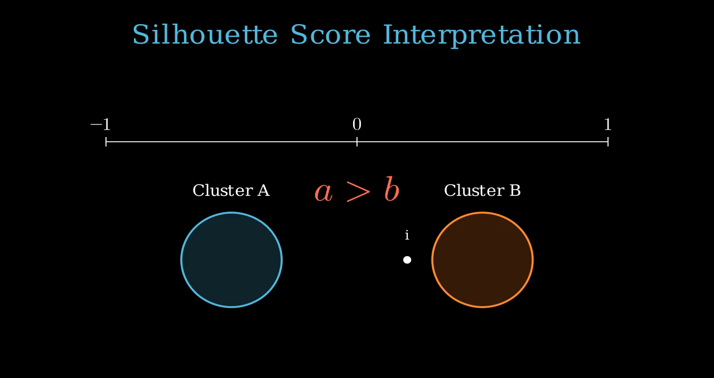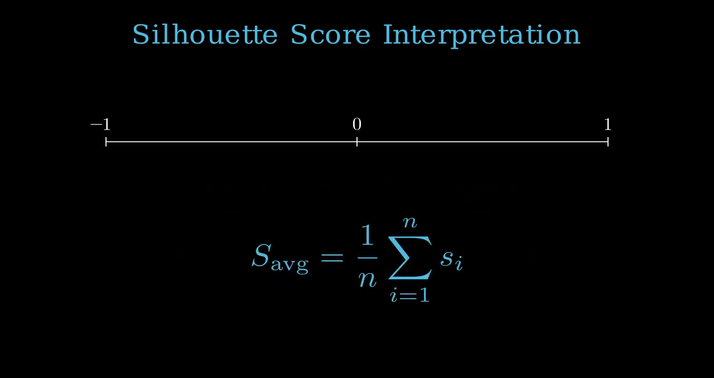By averaging these scores across the entire dataset, we get a global silhouette score that tells us if we've found the optimal number of clusters for our data.